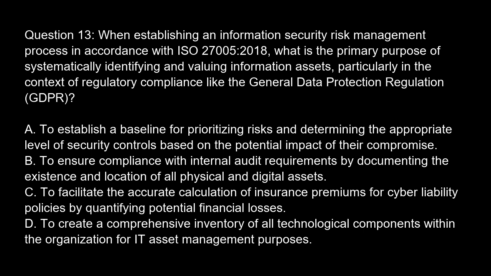Question 13. When establishing an information security risk management process in accordance with ISO 27005-2018, what is the primary purpose of systematically identifying and valuing information assets, particularly in the context of regulatory compliance like the General Data Protection Regulation, GDPR? Option A. Establish a baseline for prioritizing risks and determining the appropriate level of security controls based on the potential impact of their compromise. Option B.